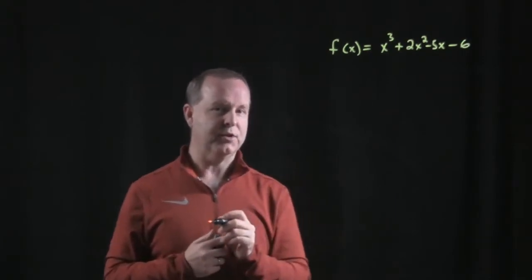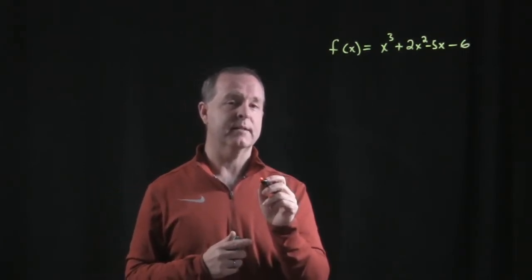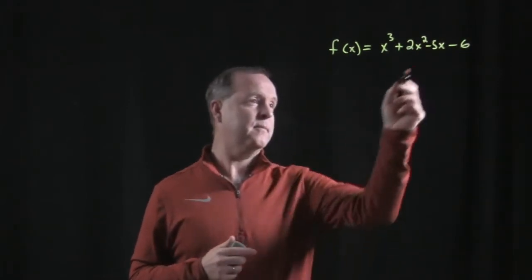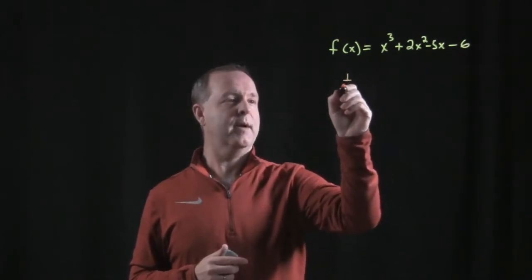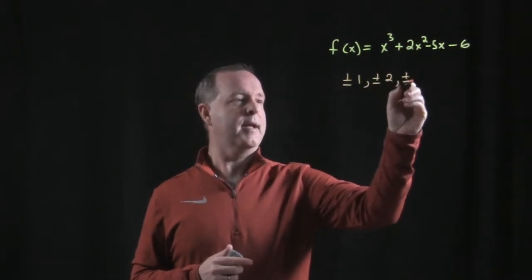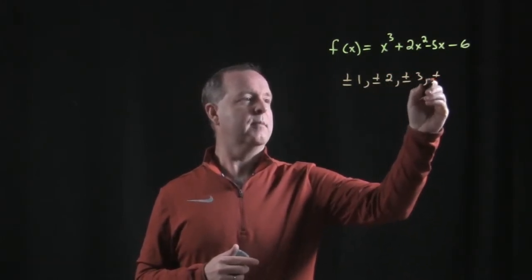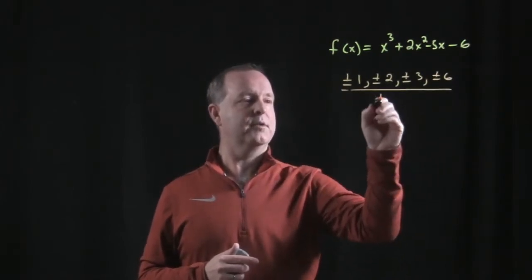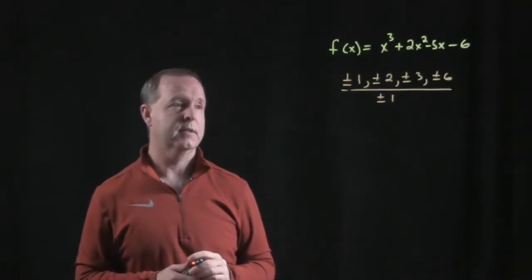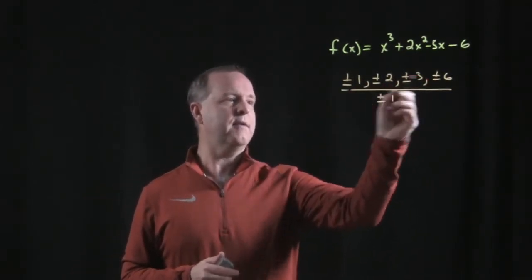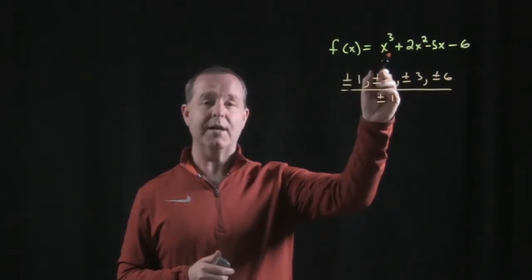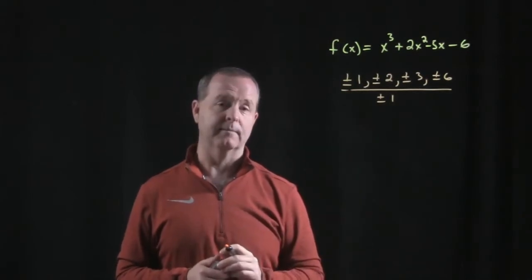I'll do it too. I just want to make sure you're maybe a step ahead of me, because we practiced this. It's all the factors of the constant term, which is -6. So plus or minus 1, plus or minus 2, plus or minus 3, plus or minus 6, all over plus or minus 1. So there are all the possible solutions, and you can tell there are 8 possibilities, one of which is a rational solution.